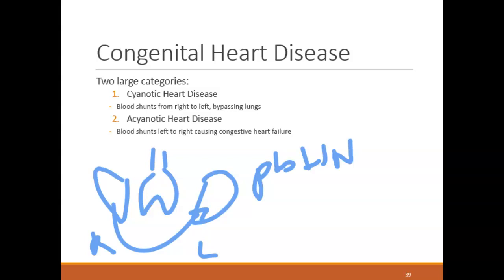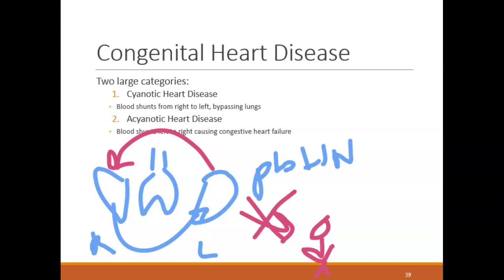In acyanotic heart diseases, the process happens differently. I'm going to change my color: the blood goes the correct process, but then instead of getting pumped out of the left side of the heart, it shunts backwards to the right side of the heart. Oxygenated blood is being circulated, but it's not going out to the body the way it's supposed to. That is causing congestive heart failure, where blood is cycling back on itself and causing issues.